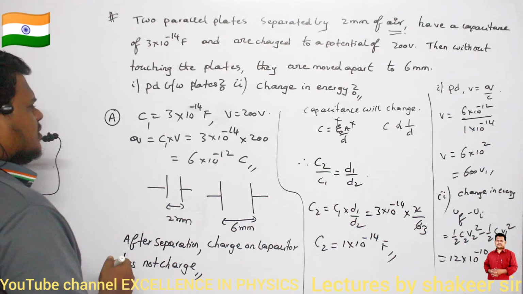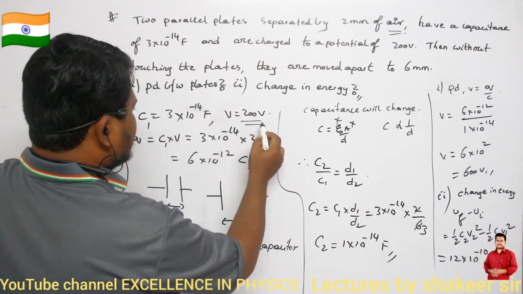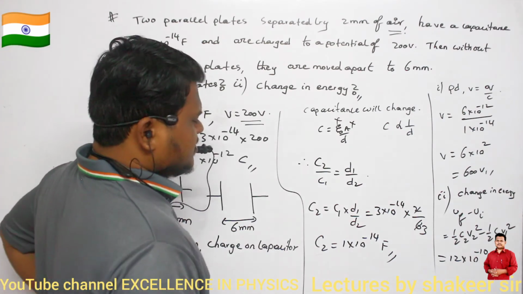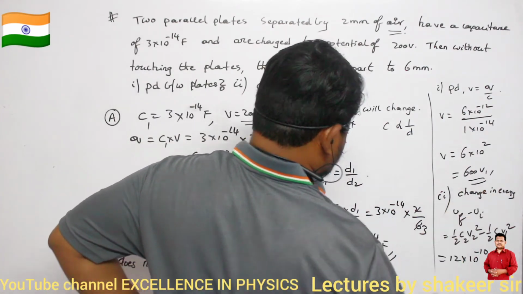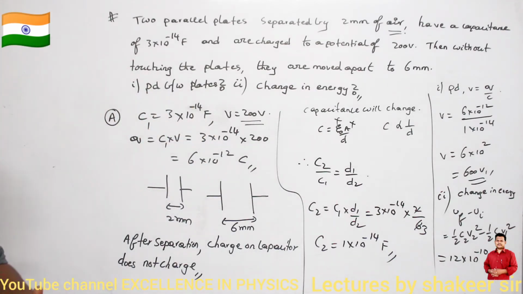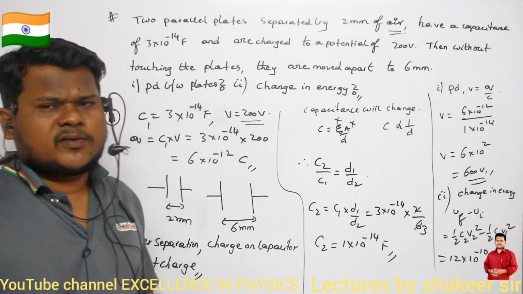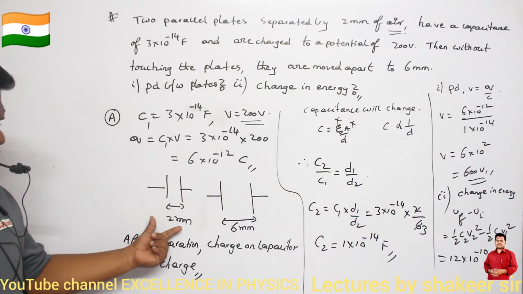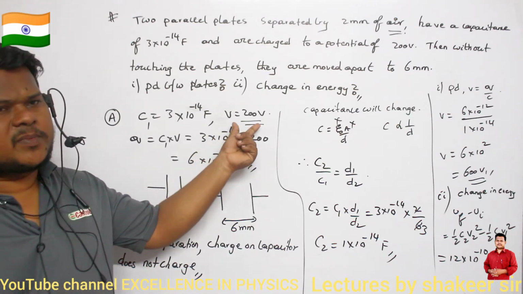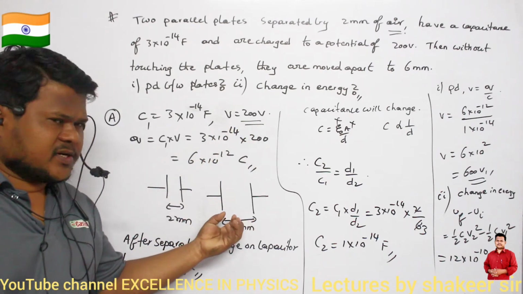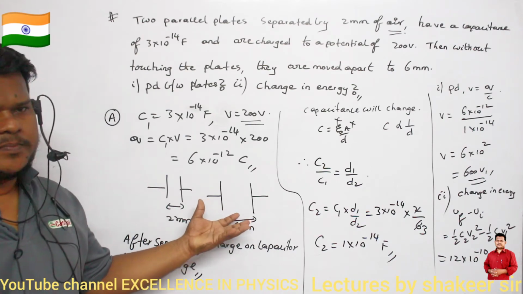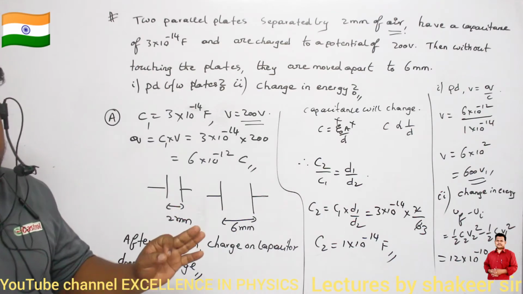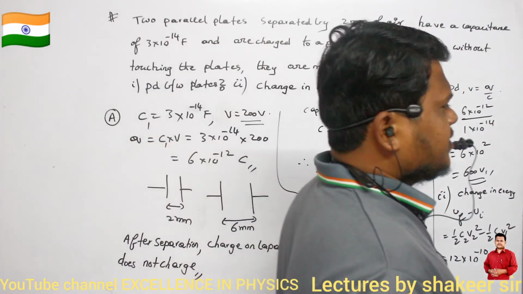See, what was the initial potential? Initial potential is 200 volts. But when you separate the plates to a distance of 6 mm, the potential difference between the capacitor plates has become 600 volts. Can you say what the reason is? Logically, how can you explain this? We have already studied this previously. When the plates were separated by 2 mm, the potential difference was 200. Now we have increased the separation to 6 mm, and the new potential difference is 600 volts. Why has the potential difference increased?